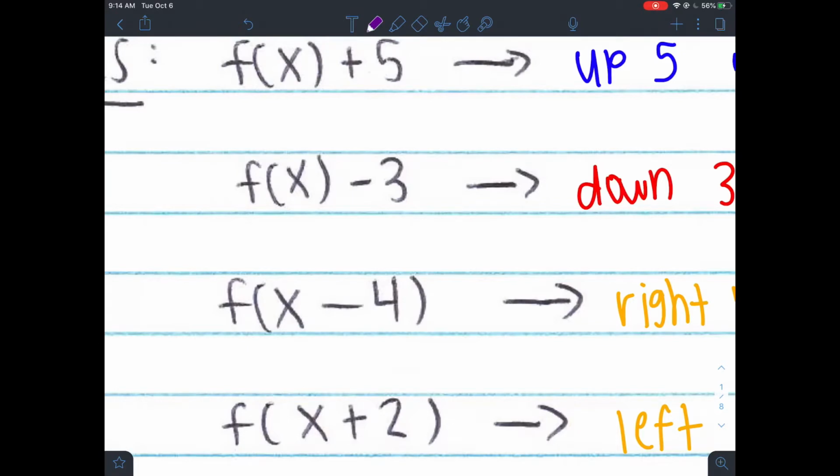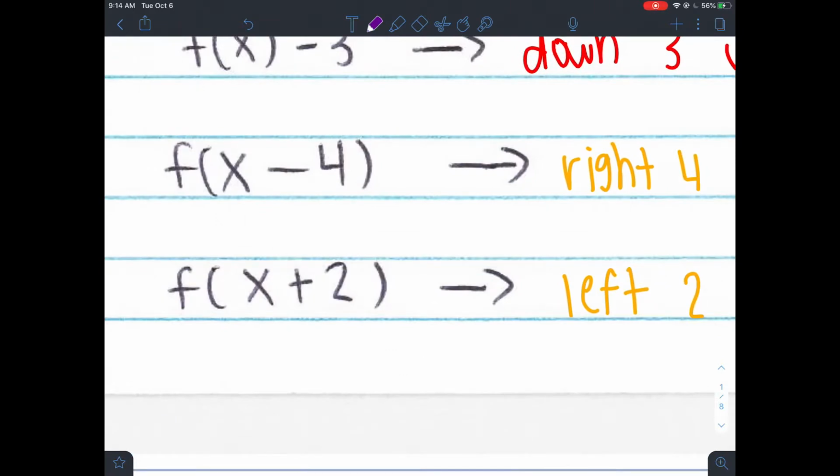Now remember, when you're going up or down, that's going to be on the outside. The number is being added or subtracted on the outside. And when you're adding or subtracting a number on the inside of your parentheses, you're going left or right. So just think, if you're inside the parentheses, you're moving side to side. Inside, side to side. So that means it can either go to the left or to the right.